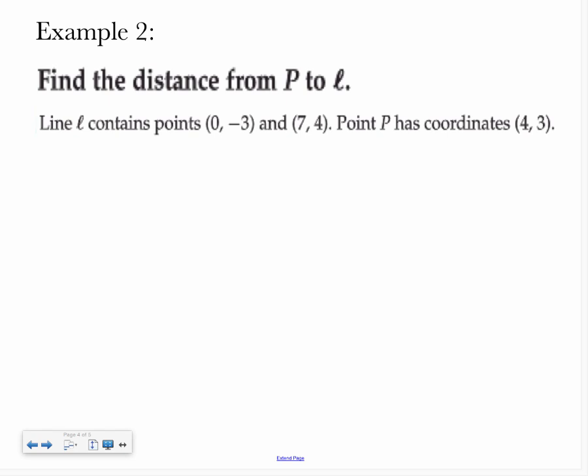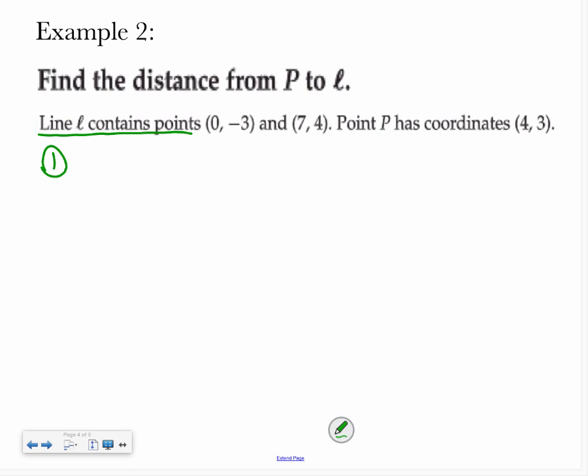As I mentioned before, the shortest distance between a point and a line is taking the line that is perpendicular to the other line through the point. So point P is the point that we were trying to get a line going perpendicular through. So our first step, let's figure out an equation for our line L.